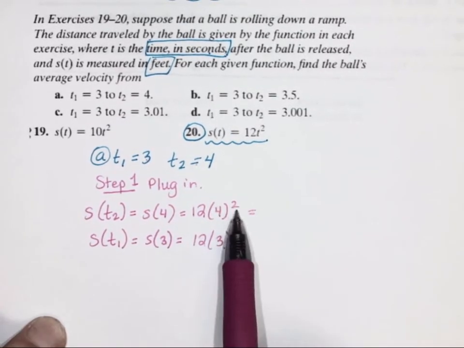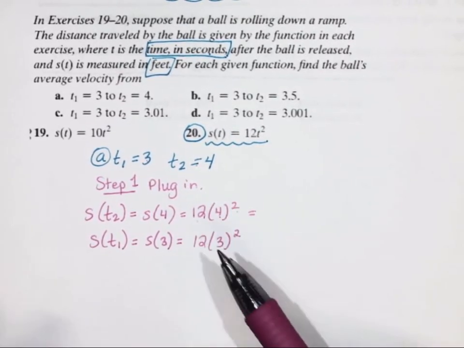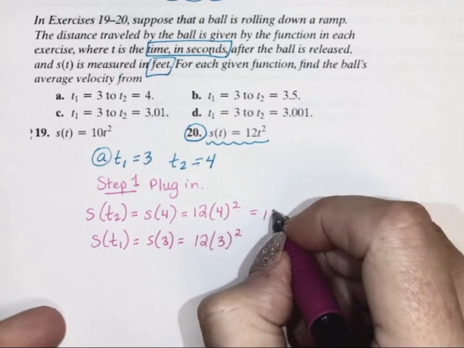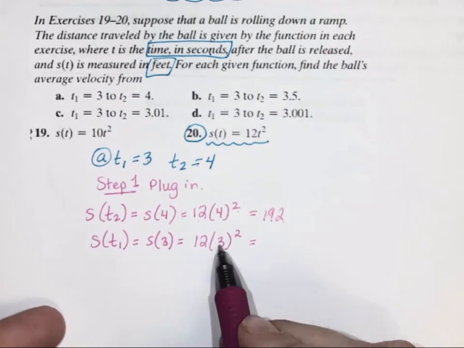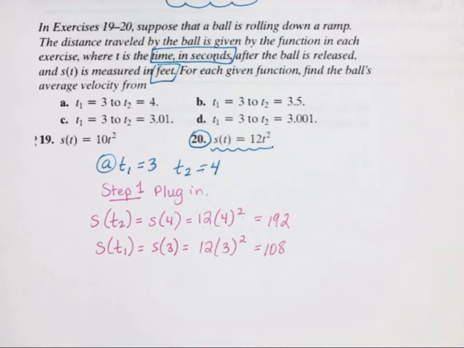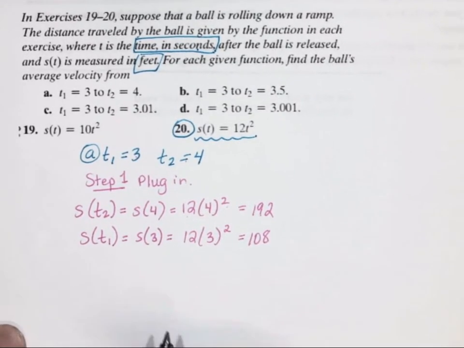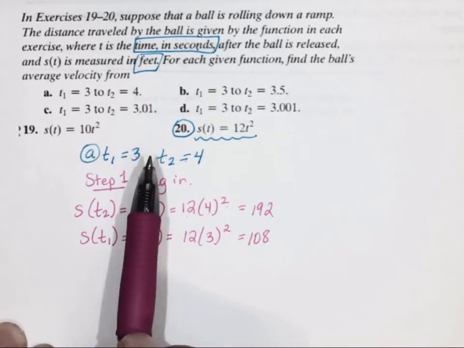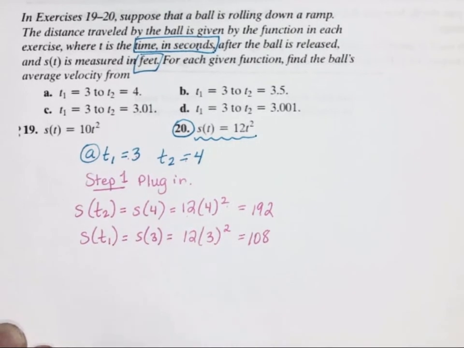Make sure that you square before you multiply. So this is 16 times 12, which gives you 192. And this is 9 times 12, which gives you 108. Okay, now that I know what s of t2 and s of t1 are, and I have those values, my next step is simply to plug in.